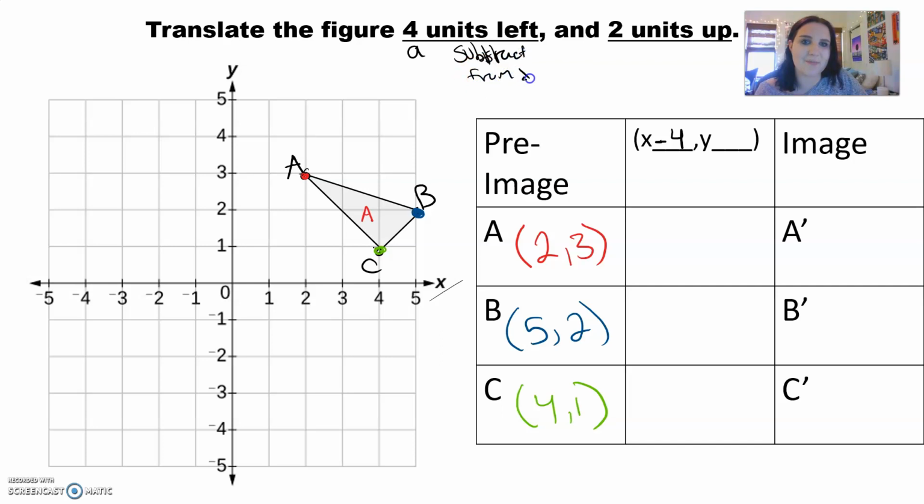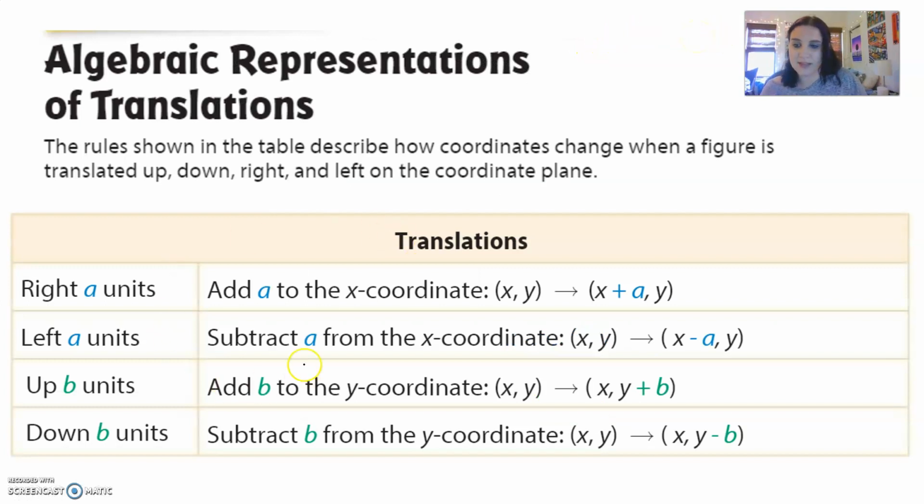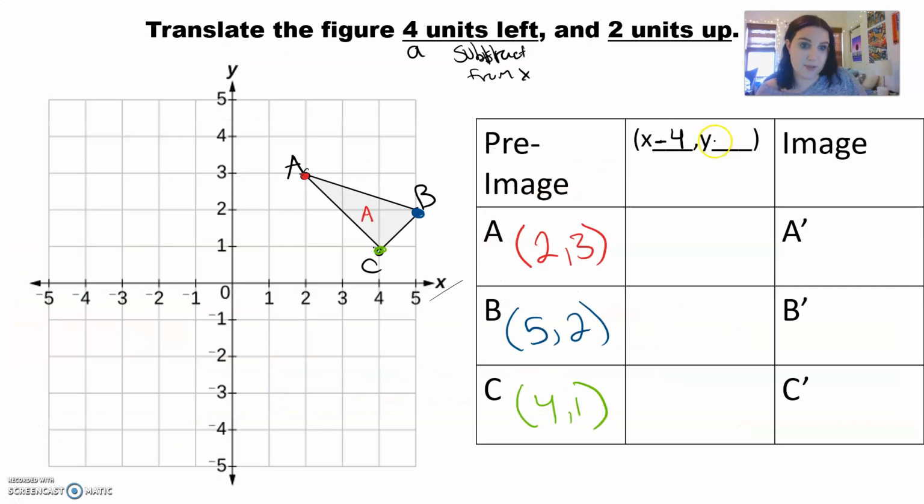from x. The next part of the question says to translate it 2 units up. Let's look at the table. Up B units, so we're doing 2. So add B to the y coordinate. So I'm going to add 2 to the y coordinate. So here's my y, and I'm going to add 2. Now for each one of these pre-image coordinates, I'm going to subtract 4 from x and add 2 to y.